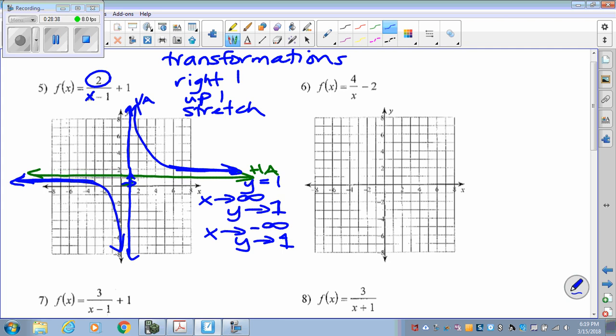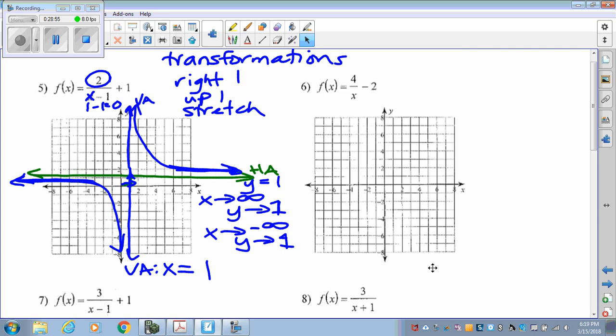Oh, vertical. My vertical asymptote, x cannot equal, my vertical asymptote is x equals 1, because if x is 1, 1 minus 1 is equal to 0, and I'm trying to divide by 0. So my vertical asymptote is x equals 1.